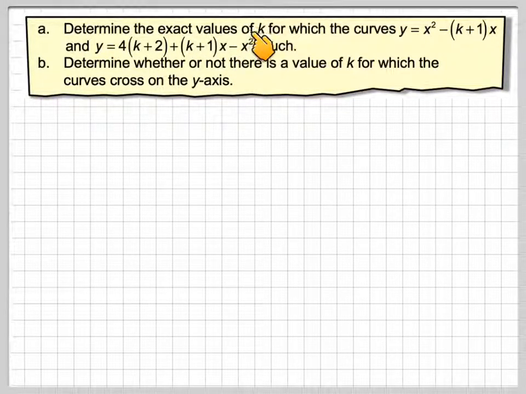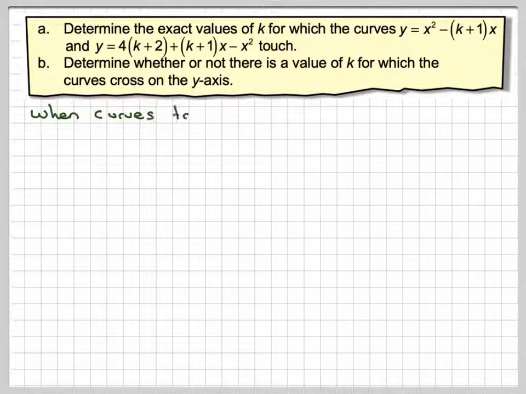Determine the exact values of k for which the curves y = x squared minus (k + 1)x and y = 4(k + 2) + (k + 1)x minus x squared touch. Determine whether or not there is a value of k for which the curves cross on the y-axis.